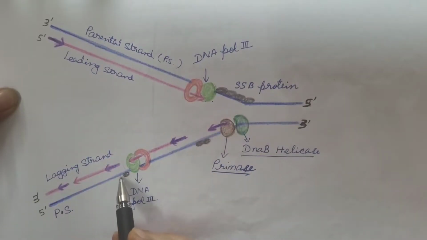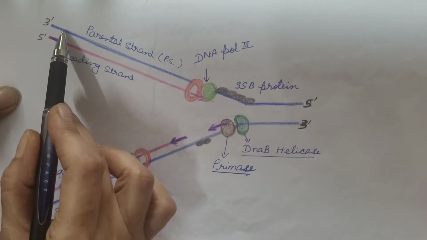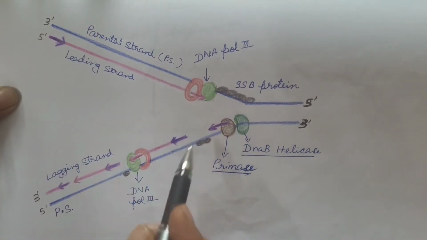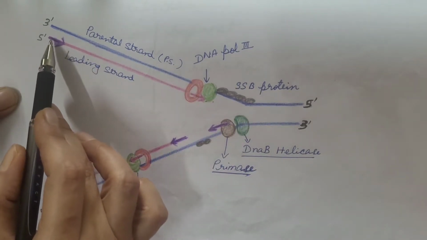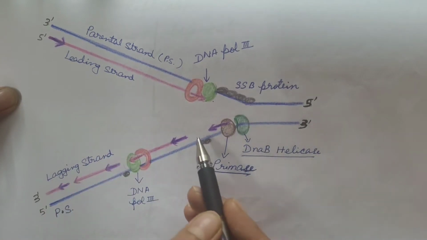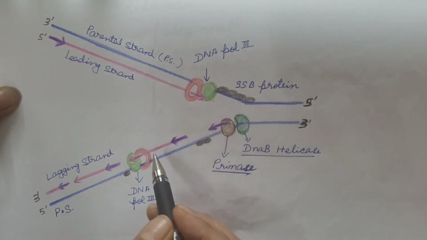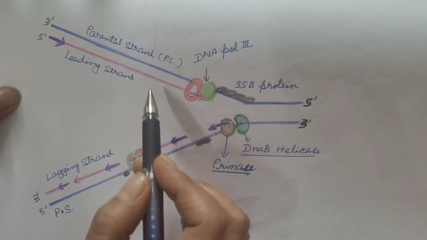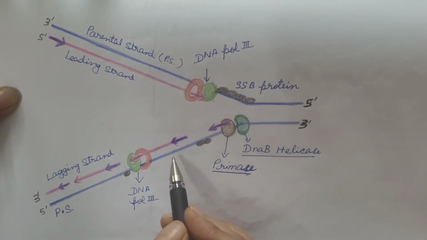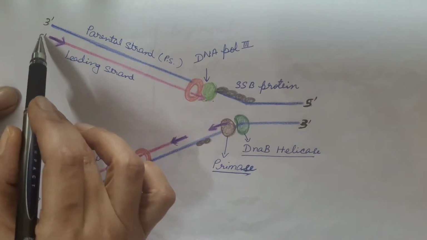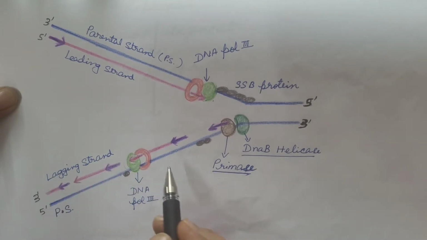So these two are the parental or template strands. DNA polymerase moves in the 3' to 5' direction, here and also here, and the new strand is synthesized in the 5' to 3' direction, this strand and also this strand, as a result of which the new DNA molecule obtained has antiparallel strands like the parental DNA molecule. One has 5' to 3' in this direction and the other has 5' to 3' in this direction.